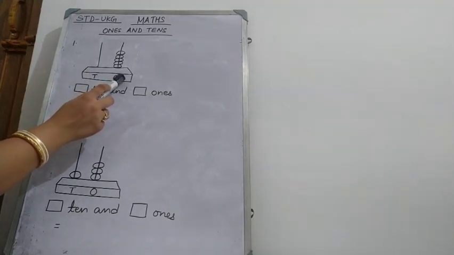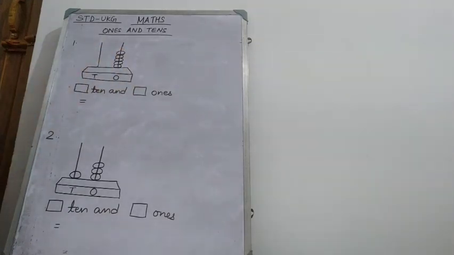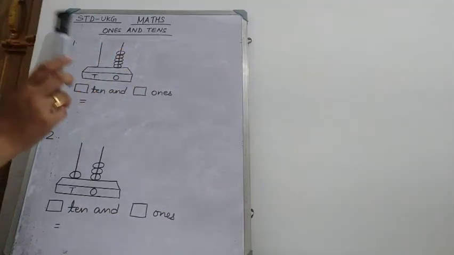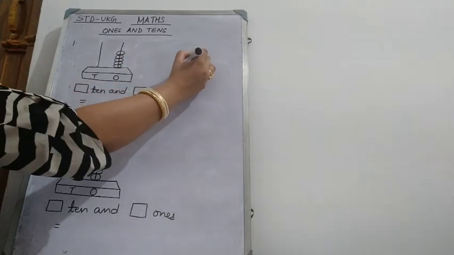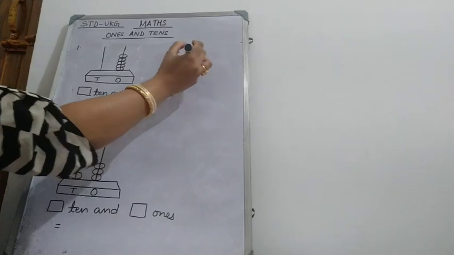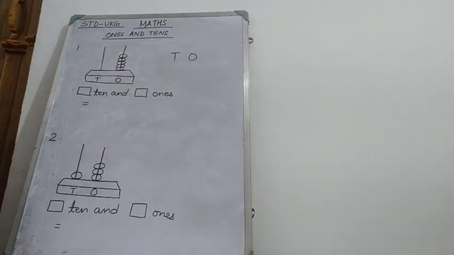See, just below this I have written O and T. Here O stands for ones and T stands for tens. This is ones, this is tens. Okay, first we have to write ones, then tens. Like this you will have to write ones, tens. Okay, understood?